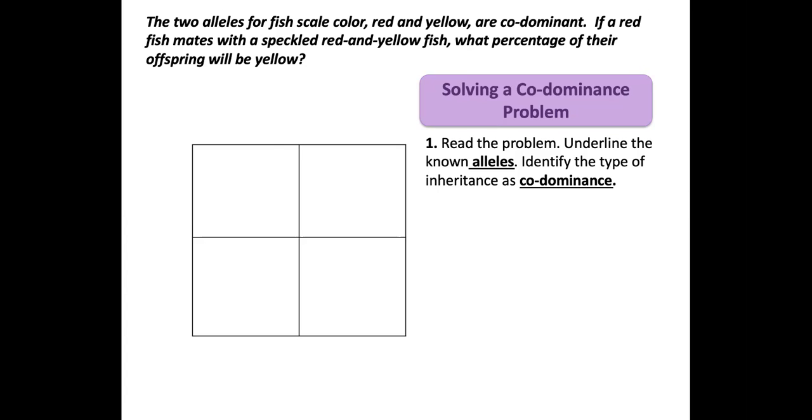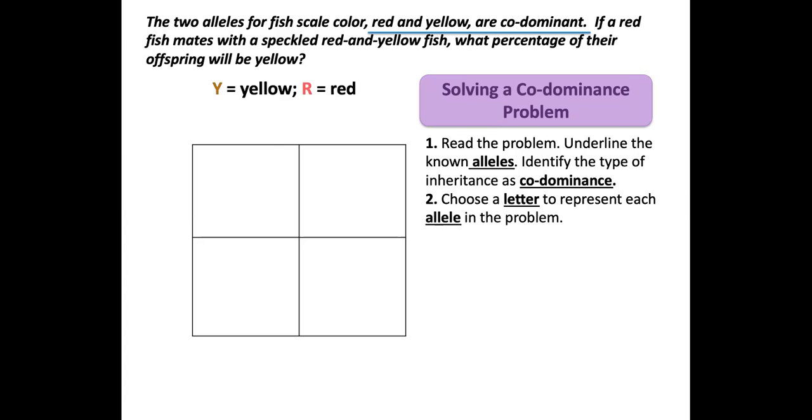Red and yellow are co-dominant. Okay. Next, we need to pick a letter to represent each allele. So what are we going to use? R and Y. That's it. So R is going to be red, and Y is going to be yellow.